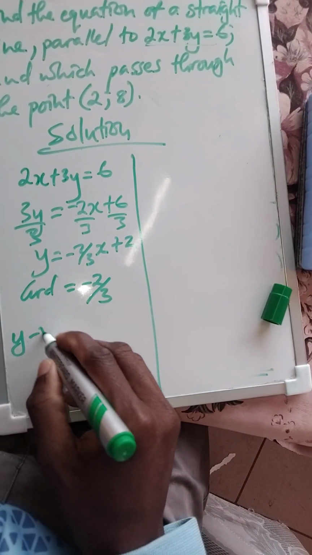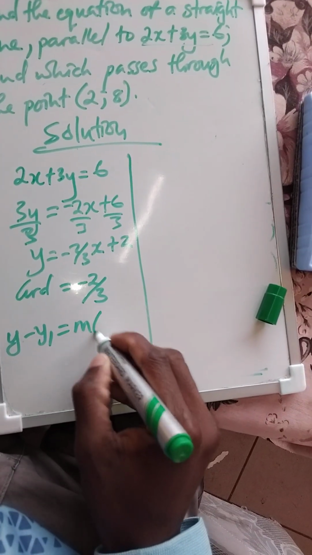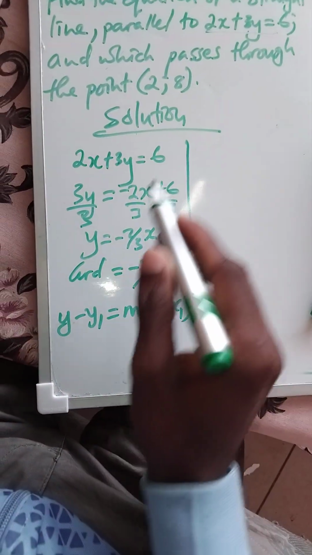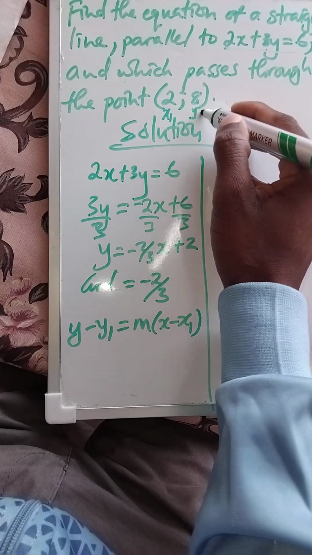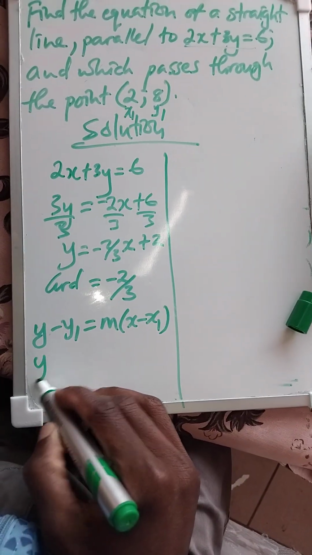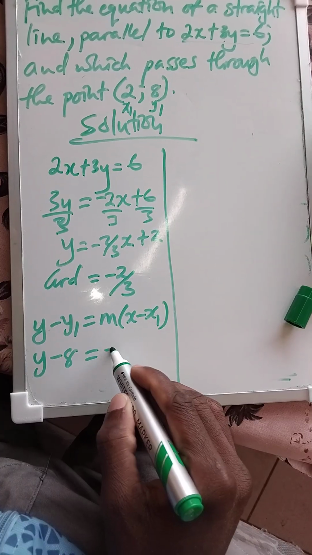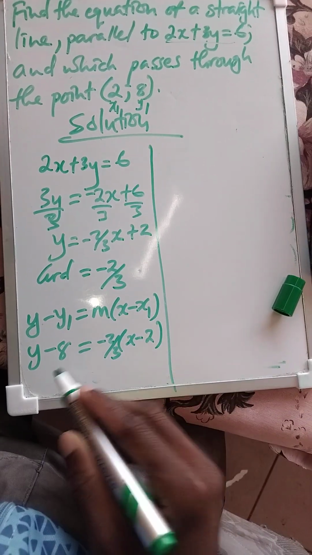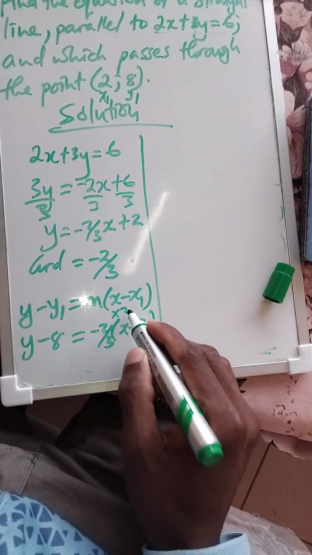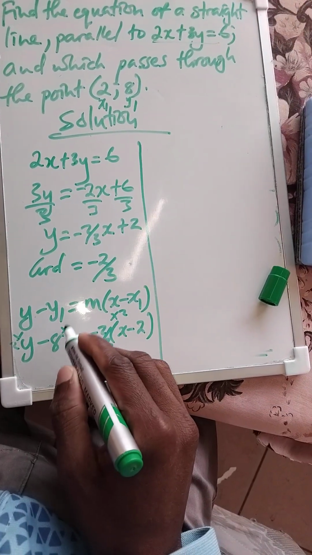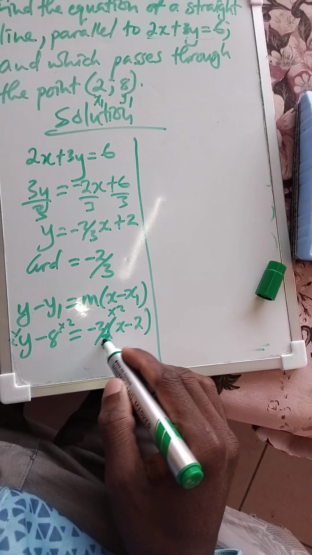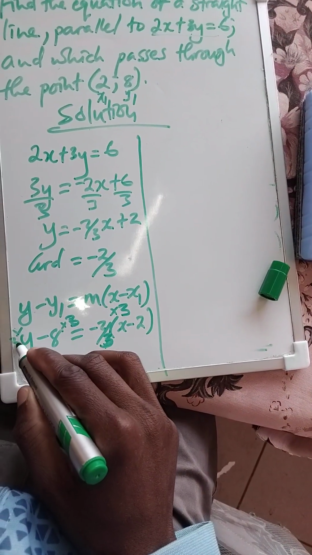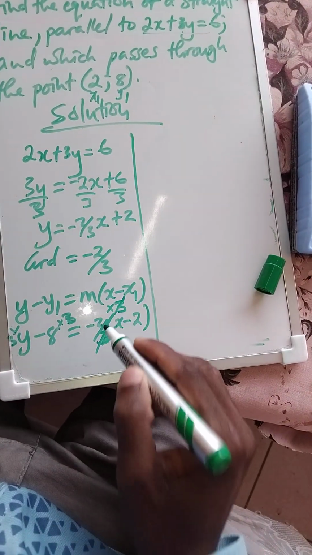So the equation is y minus y1 is equal to m times x minus x1. Here this is x1, and this is y1. So y minus 8 is equal to the gradient negative 2 over 3, times x minus 2. Then we cross multiply by 3.